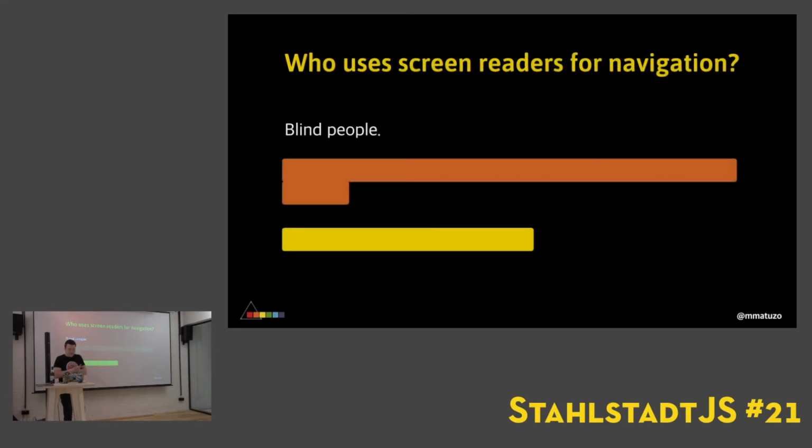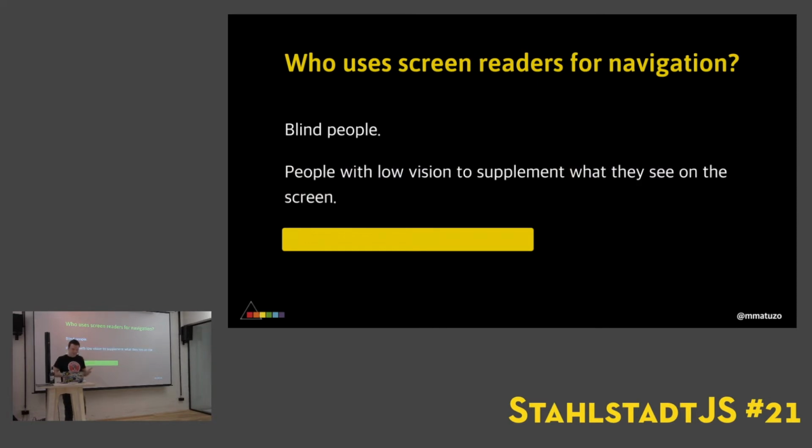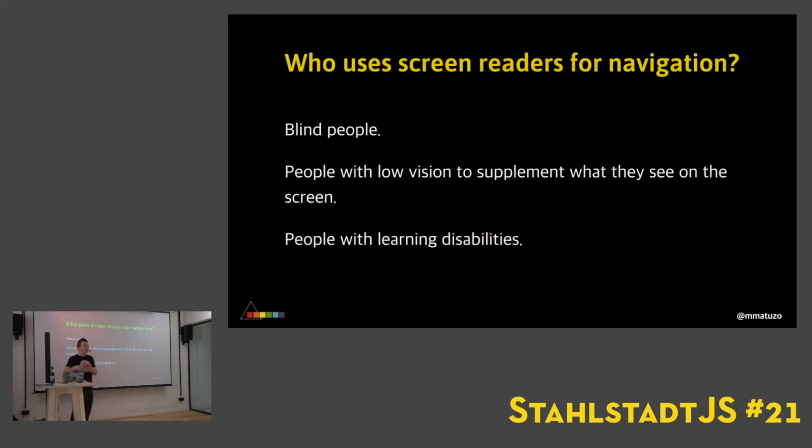So, and who uses a screen reader? A screen reader is software that reads content on a page. That's a simplified explanation. Blind people, people with low vision who supplement what they see on the screen with a screen reader, and people with learning disabilities, for whom it's easier to listen to content than to read it.